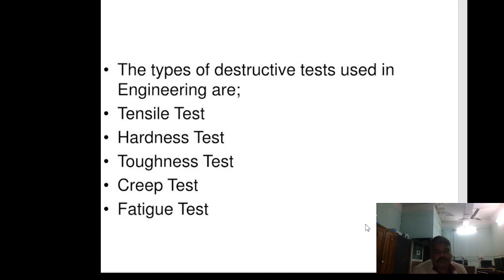The types of destructive tests used in engineering are tensile test, hardness test, toughness test, creep test, and fatigue test. These are the tests which are normally performed by using a universal testing machine, tensometer, hardness by Rockwell, Brinell, Vickers hardness tester, Mohs hardness scale. Toughness test is performed by using an impact testing machine. Next one is the creep test and fatigue test.